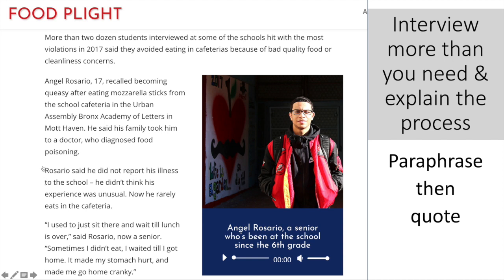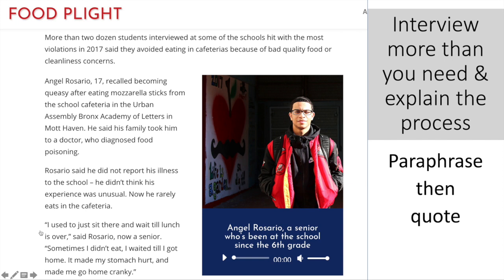And so we've got these two paragraphs setting up this quote so that now we expect this quote to be from Rosario, right? So paraphrase, then into the quote. "I used to just sit there and wait until lunch was over," said Rosario, now a senior. "Sometimes I didn't eat. I waited until I got home. It made my stomach hurt and it made me go home cranky."